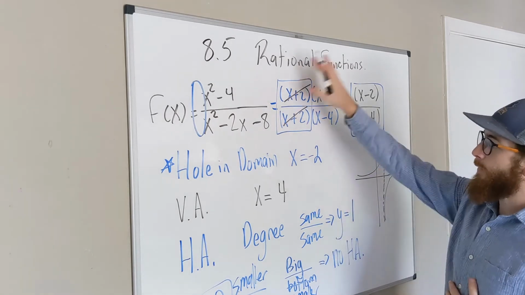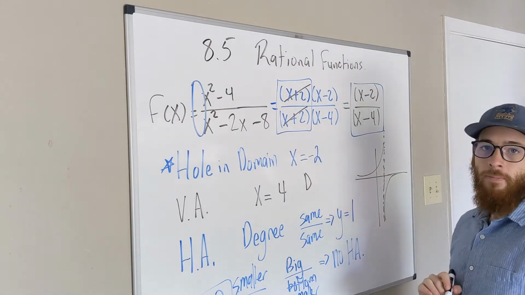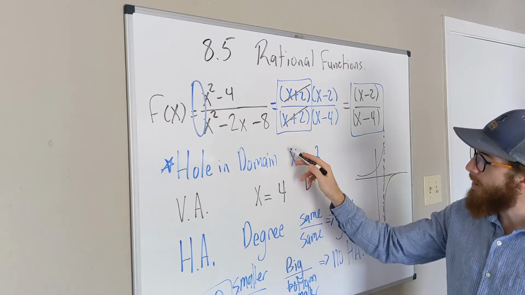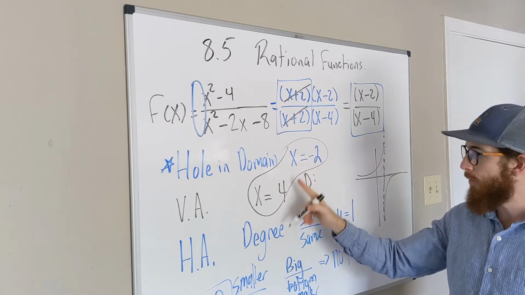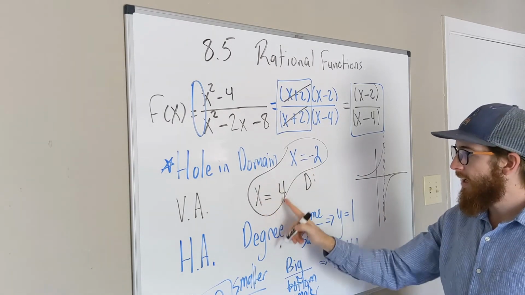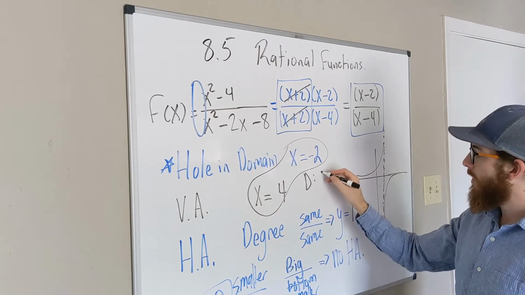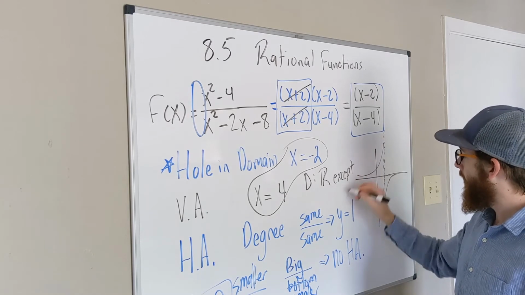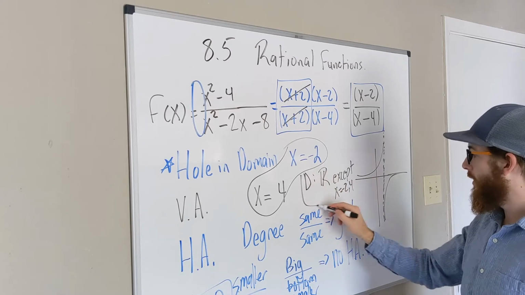What's the domain for this function though? So domain. Okay, domain for this function. Well, we have to keep into account these two things. The hole at -2 and the vertical asymptote at 4. So it's all real numbers except x equal -2 and 4.